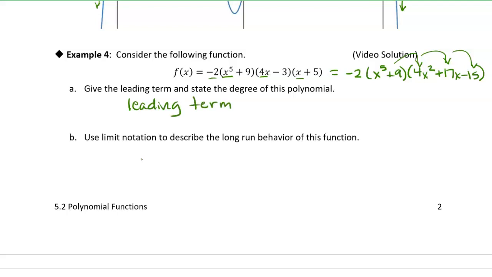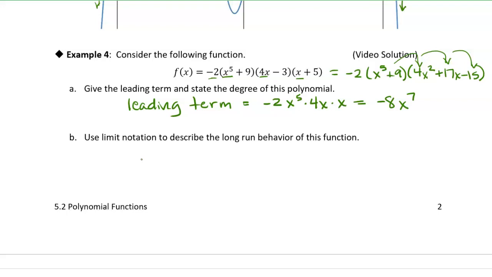of this function is going to be, we're going to hold on to that minus 2, and then it's going to be x to the 5th times 4x times x. Multiply that all together, and what you will get is the leading term. So we have minus 2 times 4 gives us a minus 8. X to the 5th times x gives us x to the 7th. All right, so this is our leading term.